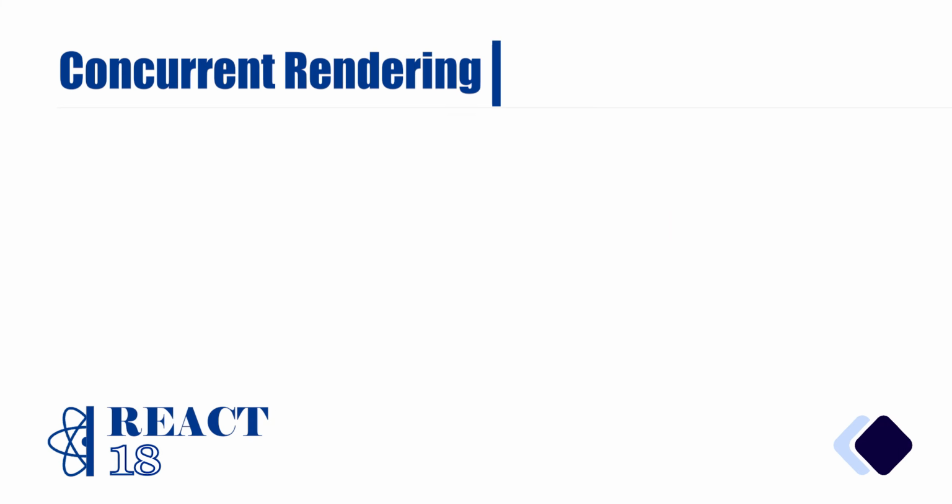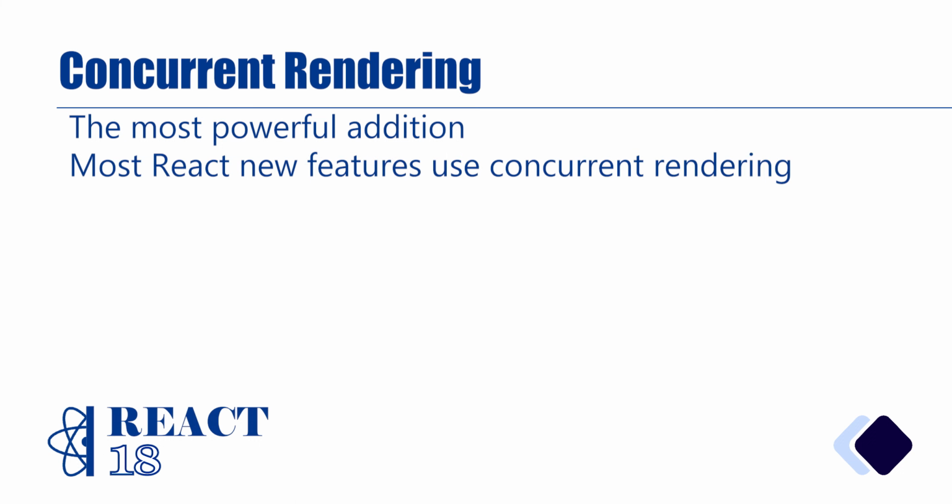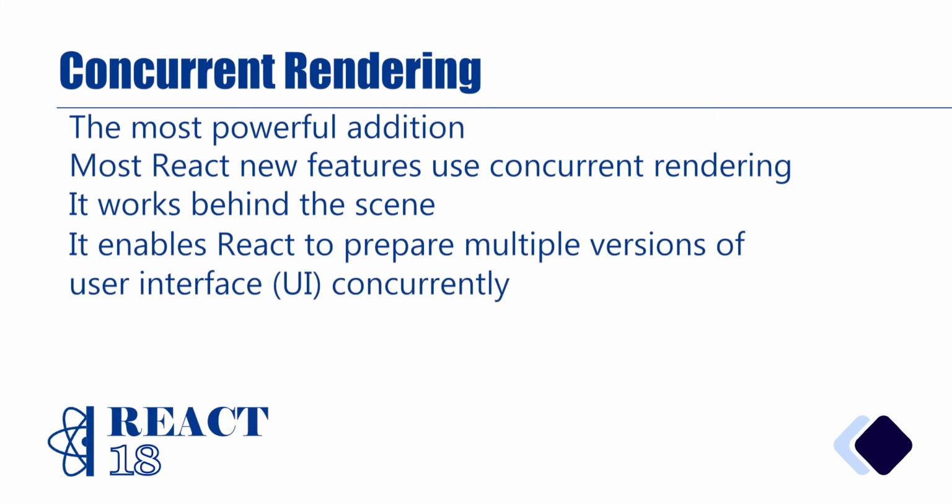To me, concurrent rendering is the most important addition in this React version because it solves an old React problem and it unlocks many other features, because most of the new React features in these updates are built to take advantage of concurrent rendering. Features like suspense, transition, and streaming server rendering. It works behind the scene, as in it works in the background. It enables React to prepare multiple versions of your UI concurrently.